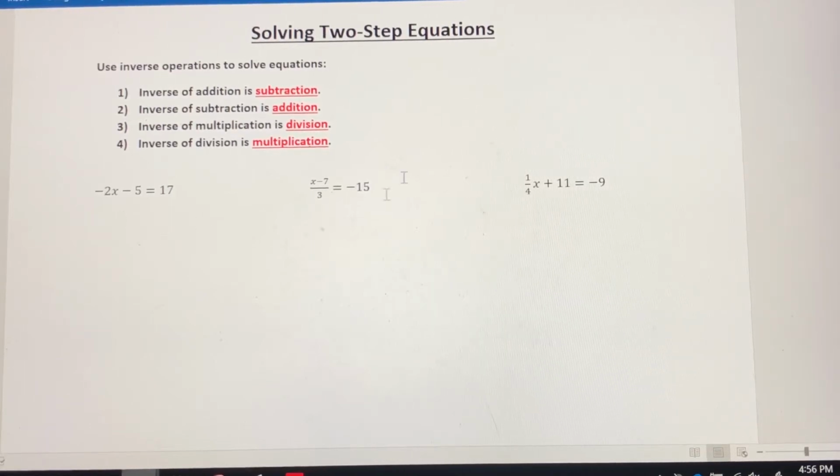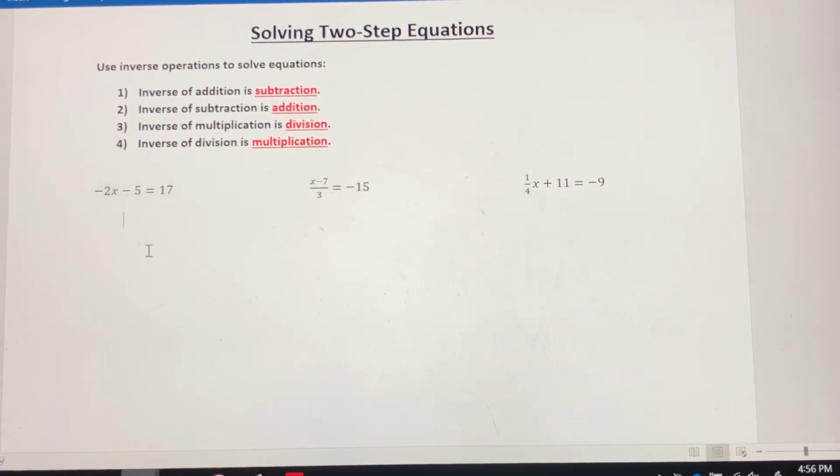This video goes over solving two-step equations, and we're going to use inverse operations to do this. Just a reminder from the previous video, the inverse of addition is subtraction, the inverse operation for subtraction is addition, the inverse for multiplication is division, and the inverse for division is multiplication.